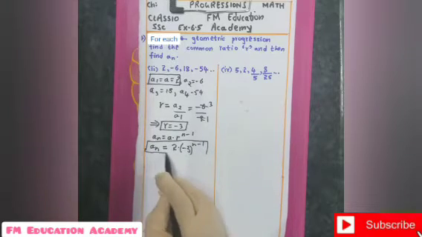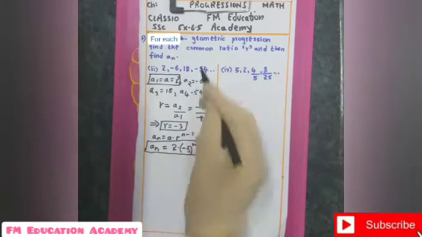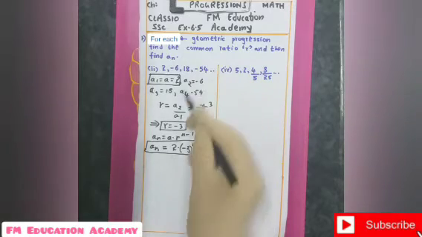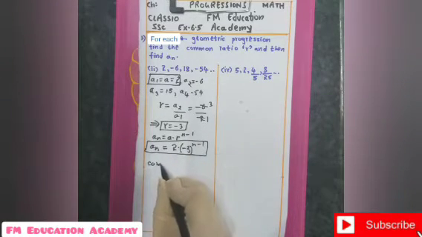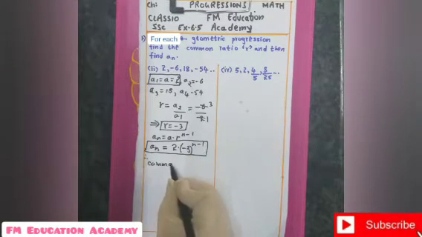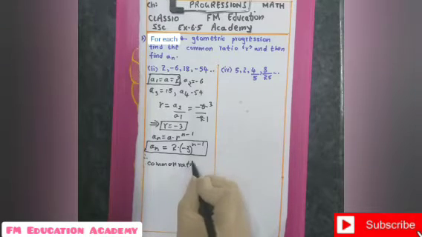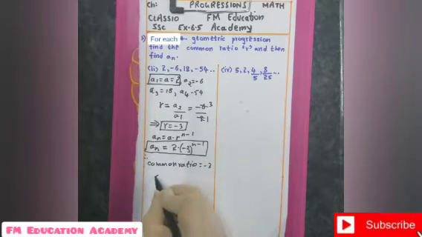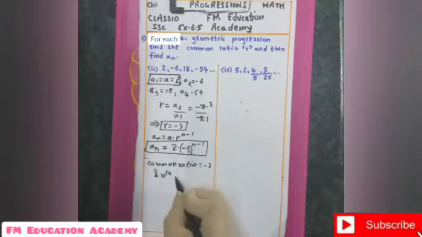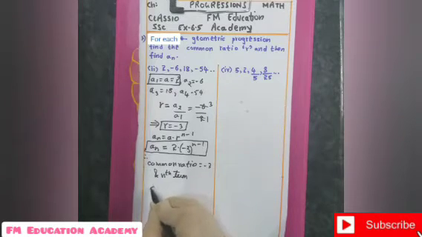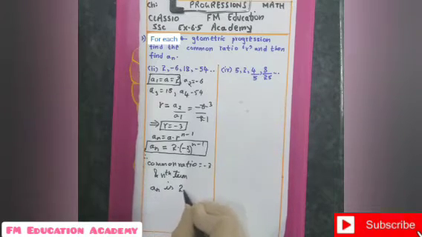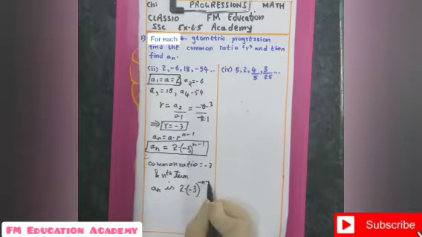So I have found out R and An. It is told to find out common ratio R and An. So I will write here common ratio. Therefore, common ratio is equal to minus 3 and nth term An is equal to 2 into minus 3 power n minus 1.